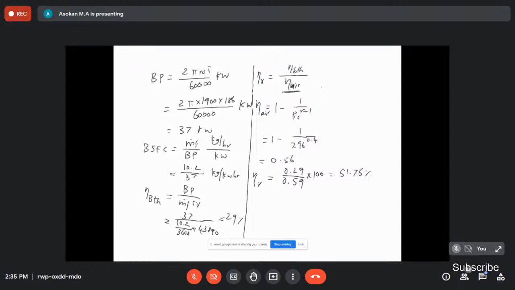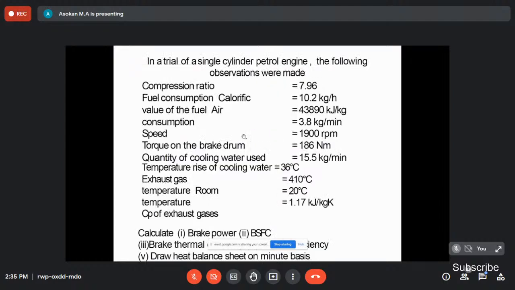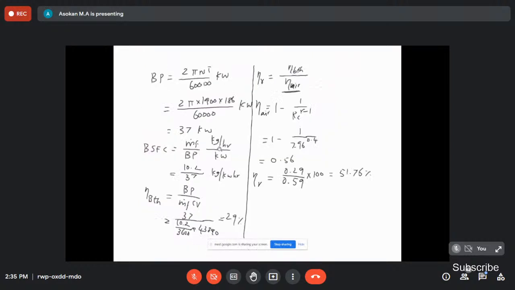Then what is the brake specific fuel consumption? Already you know the mass of the fuel used for producing this brake power. So already you have the brake power and mass of the fuel. So how much is the mass of the fuel given in the question? 10.2 kg per hour. So mass of the fuel 10.2 kg per hour and brake power 37. So what is the final answer? 10.2 by 37 kg per kilowatt hour.